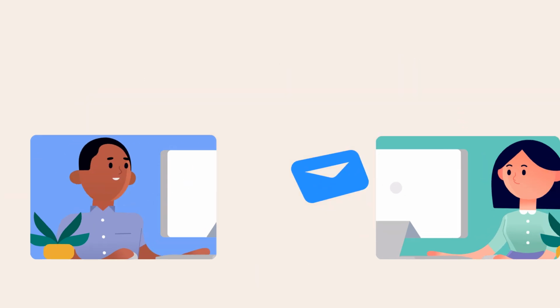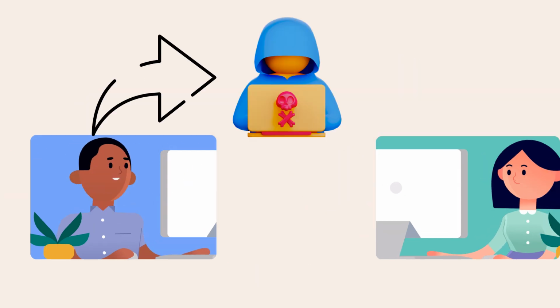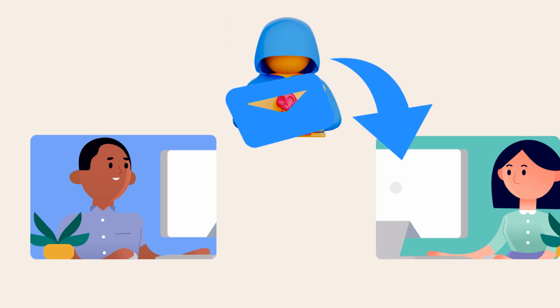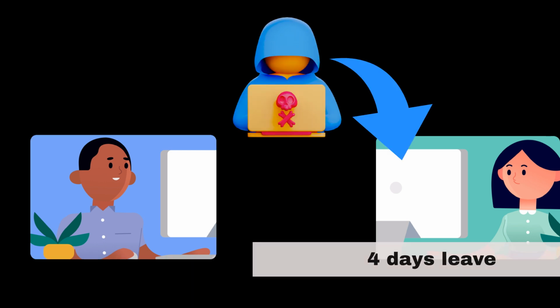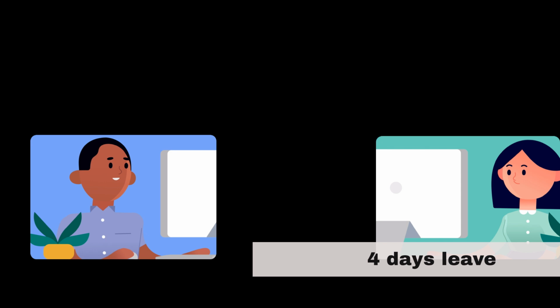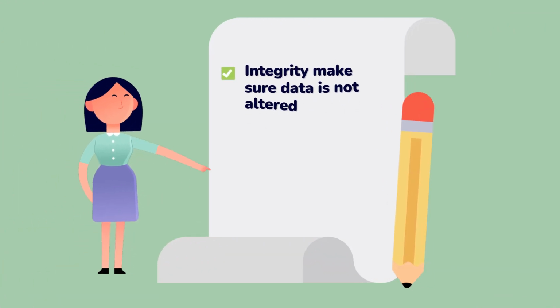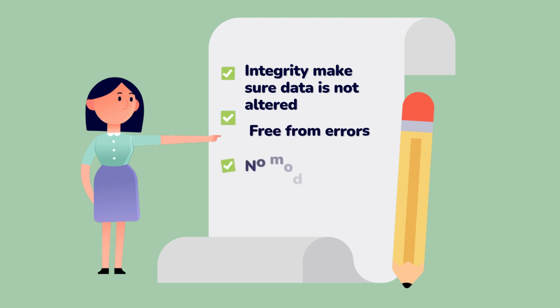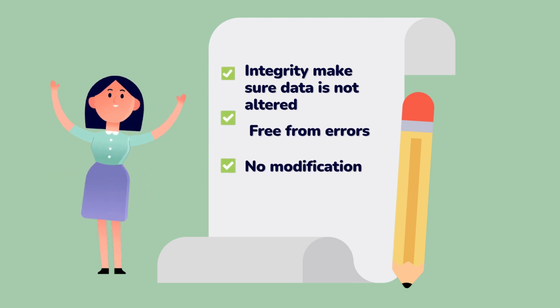But some attackers captured the email and modified it to say Sam needs 4 days leave, and sent it to Anna. Now Anna believes Sam needs 4 days leave. Data integrity ensures that data remains accurate, unaltered, and trustworthy.